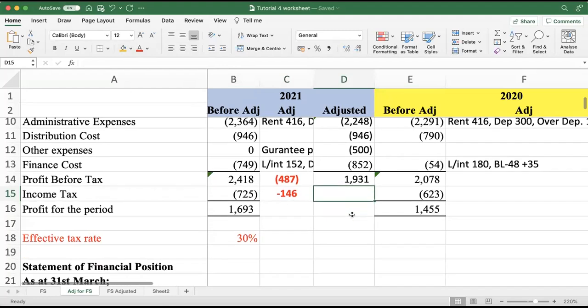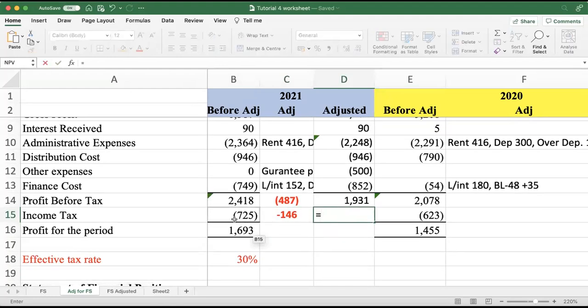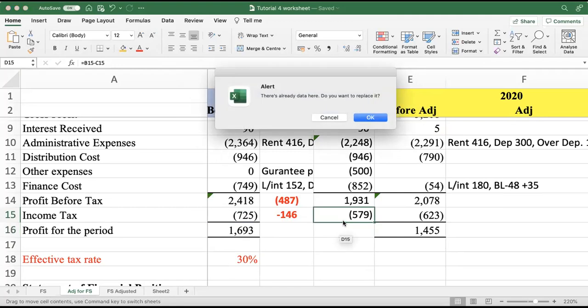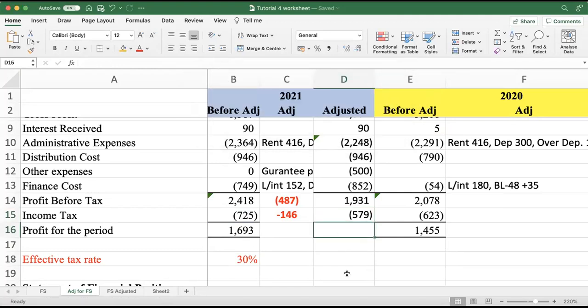Then 2021, revised income tax 579. Before adjustment 725. So it reduces by 146. Then the revised income tax 579. Then you can calculate the profit for the year.